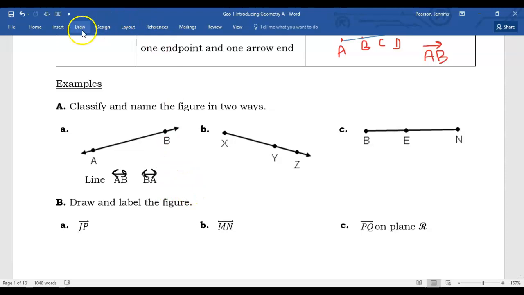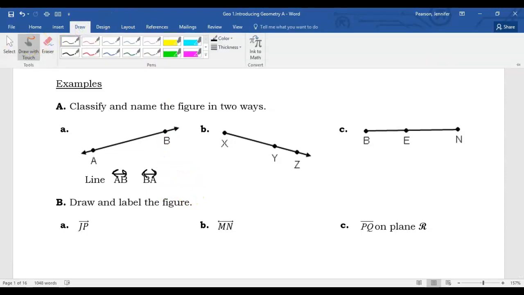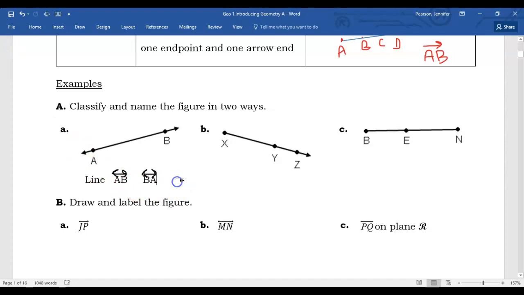For figure B, I see an endpoint on one end and I see an arrow on the other end, so I know that this is a ray. Rays have an endpoint and an arrow end. Now when we're naming, we always have to use endpoints. So my ray name is definitely going to start with X. One possible name would be XY. The other possible name would be XZ.